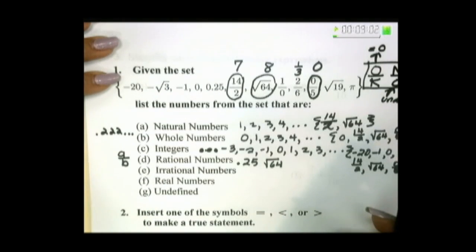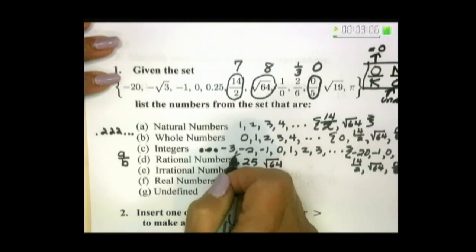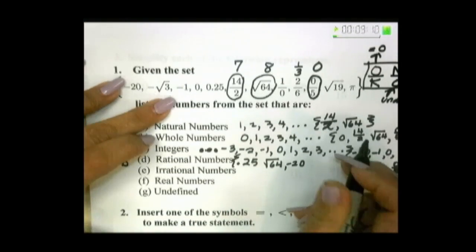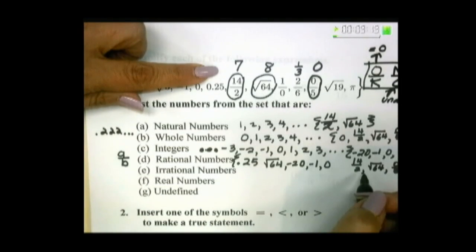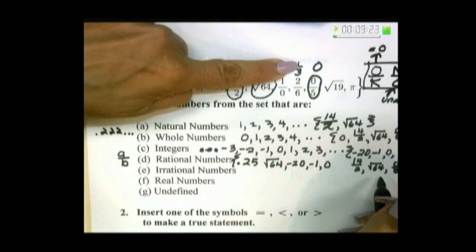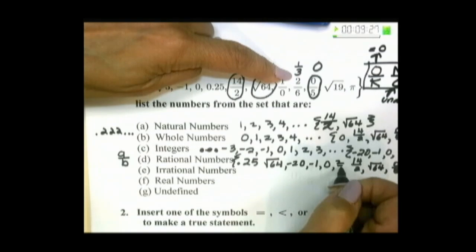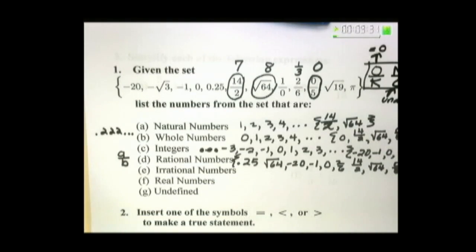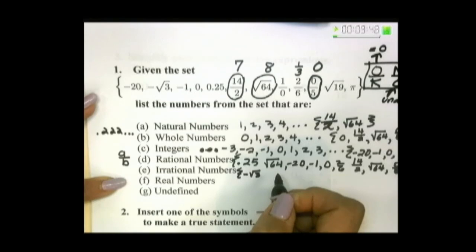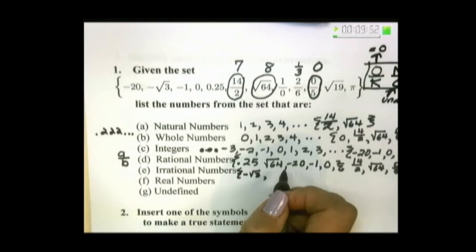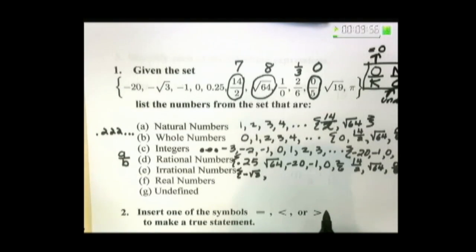So looking at this list, for rational we have negative 20, negative 1, 0, 0.25, 14 over 2, square root of 64, 2/6 goes in there, right? 0 over 5 goes in there, and that's it. If we look at irrational numbers, we have negative square root of 3. What else do we have? Anything else? Square root of 19. What else? One more. Pi.